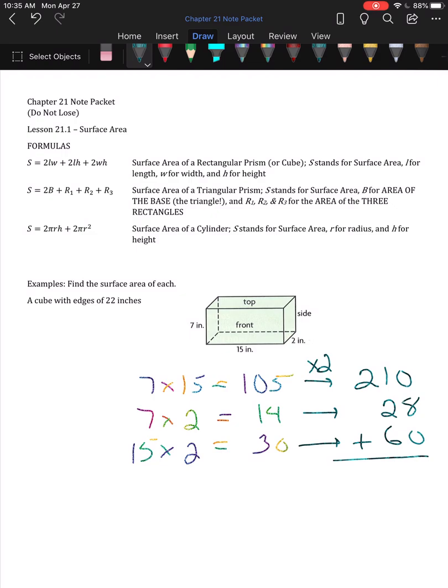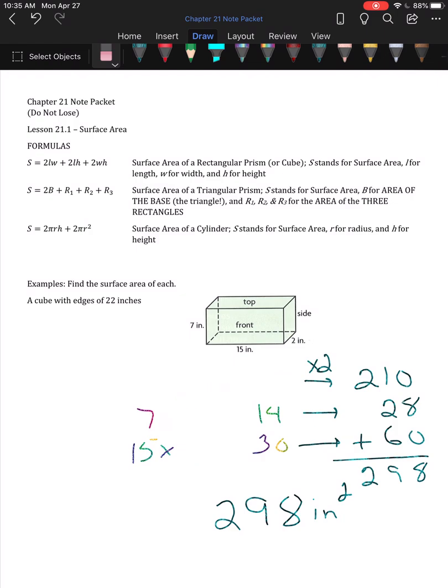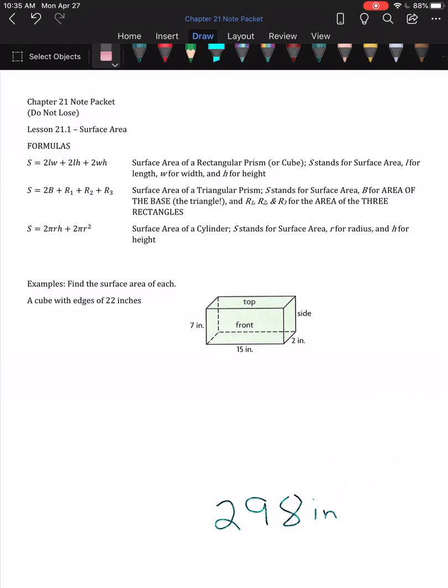So 0, 8, and 0 is 8. 1 and 2 and 6 is 9. 2 and nothing else is 2. And there we go. The answer is 298 inches squared. My recommendation for this year would probably be you want to try to follow the cheat sheet as much as possible.